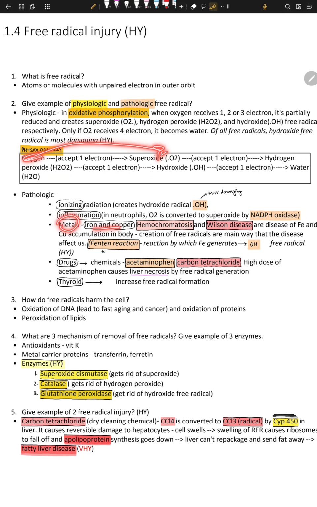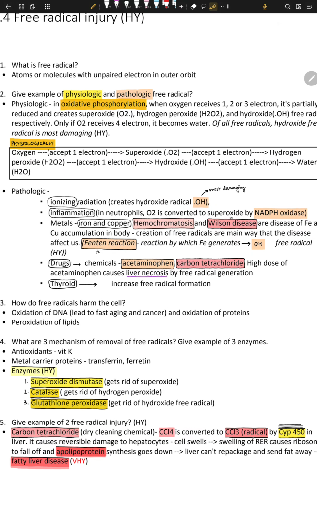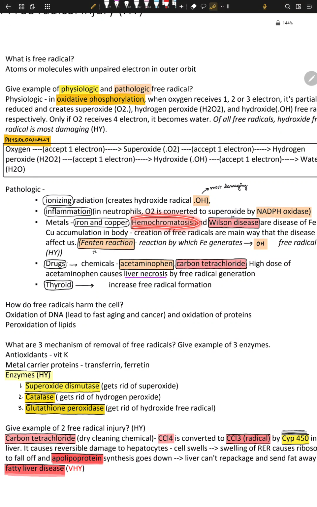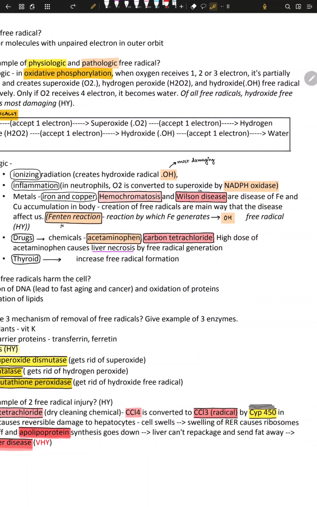Metals like iron and copper can result in free radicals. How? There's a disease called hemochromatosis, in which there's accumulation of iron, and in Wilson disease, there is accumulation of copper. So these are diseases of iron and copper accumulation respectively. Wilson, copper; hemochromatosis, iron. So creation of free radicals is the main way these diseases affect us.